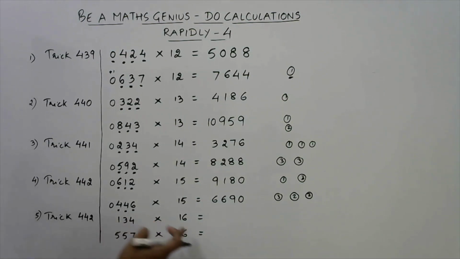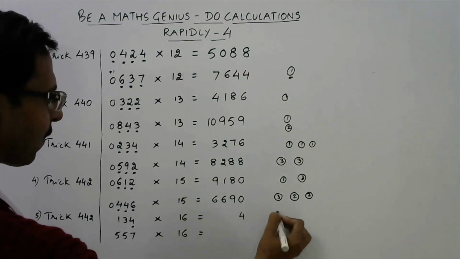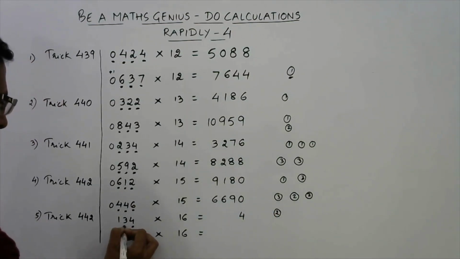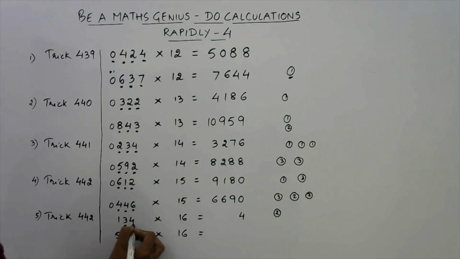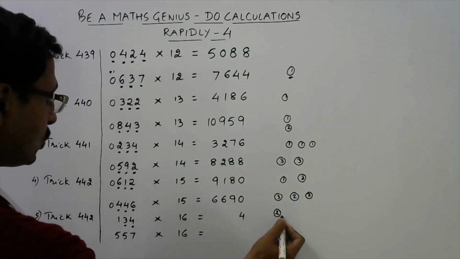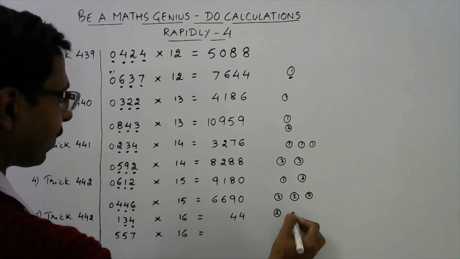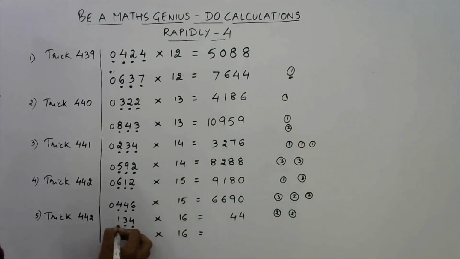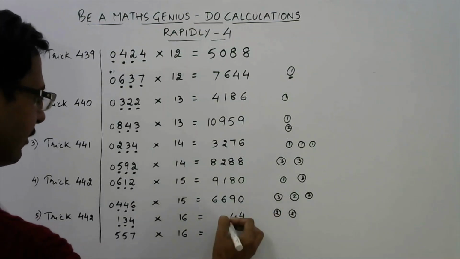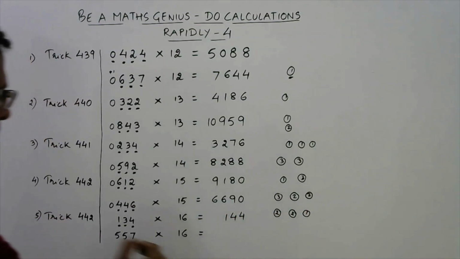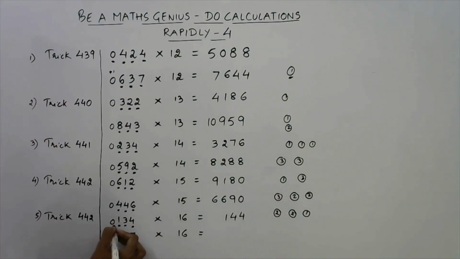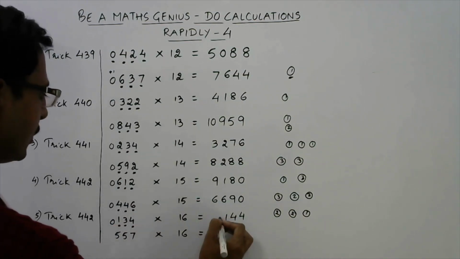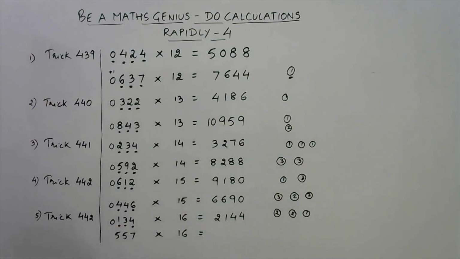Apply this method for 16. Multiply by 6 now. 6 4s are 24. 2 carry. 6 3s are 18 plus 4 22 plus 2 24. Again 2 carry. 6 1s are 6 plus 3 9 plus 2 11. 1 carry. 6 0s are 0 plus 1, 1, 1 plus 1, 2. So 2144 is the required product.